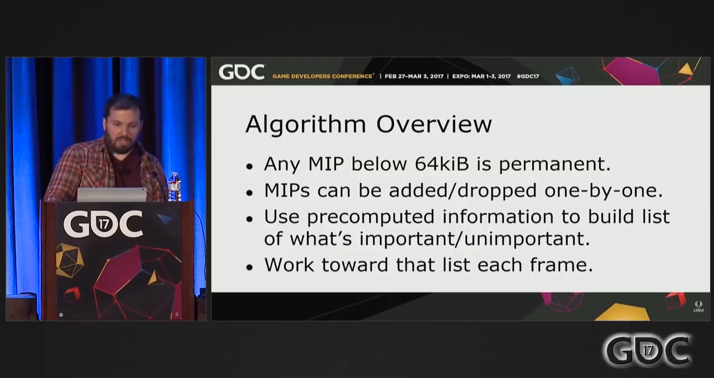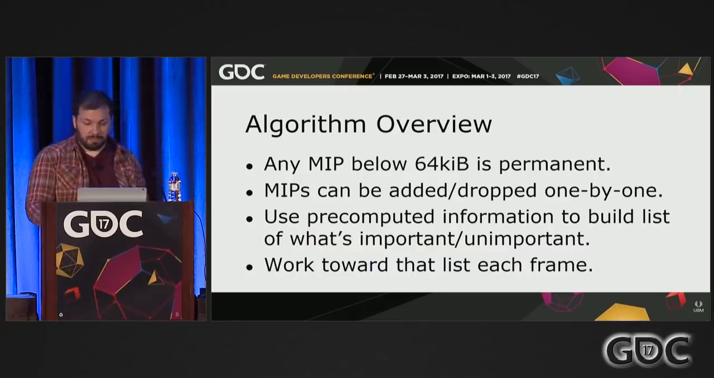So our overview of our strategy is any MIP level below 64 kilobytes is permanent. MIPs can be added or dropped one by one. So that's in furtherance of the goal that artists can create arbitrary numbers of MIP levels so that we just won't use them if they're not needed. We use precomputed information to build a list of what's important and unimportant, and we work toward that list each frame. So the goal with precomputed information being save GPU, save CPU.